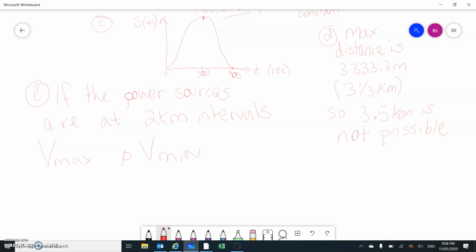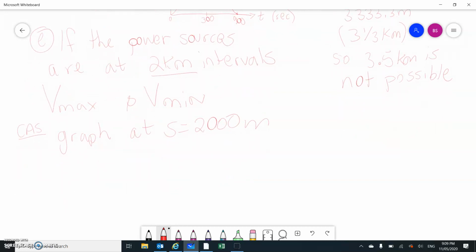Okay, so this is where you use your graph, and you'd use your CAS. Okay, so using your CAS again, and you look at the graph at S equals 2,000 meters. Why am I doing 2,000? It's 2 kilometers. All right, we get, and you'd use your CAS to do this.